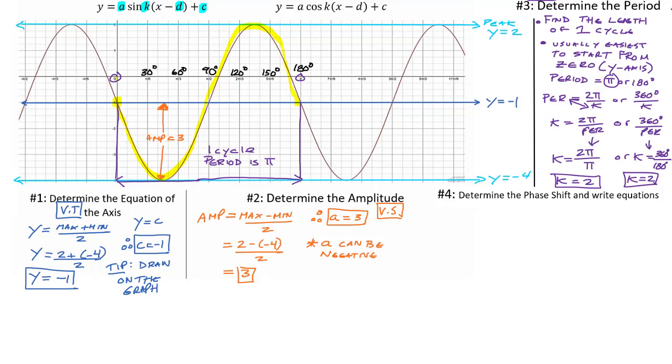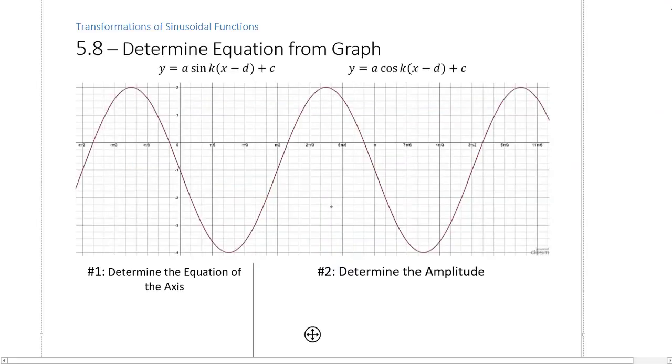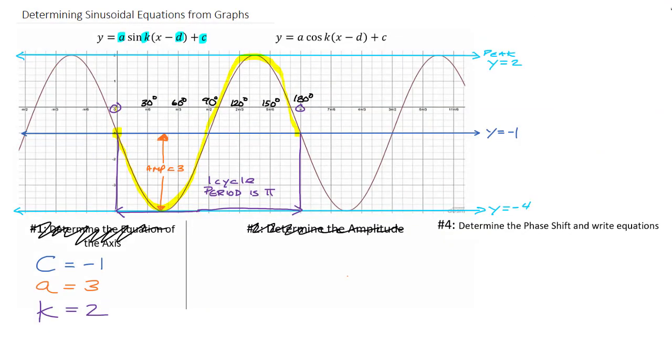So let's just remember, when I erase it, what did we say the equation of the axis is? -1. What did we say the amplitude, or A, I should say, is? 3. So I'm going to pause and erase all that stuff, okay? Okay, I've cleared up the page. I've gotten rid of everything else. We have our key information down here. We've already figured out what C is, what A is, what K is. Now the last thing to figure out is what D is.